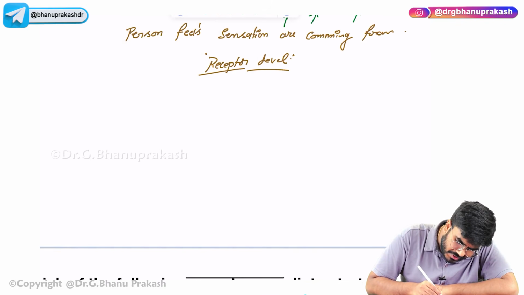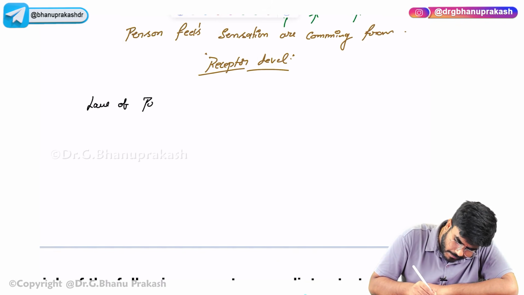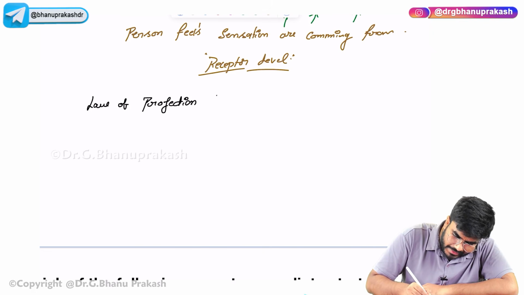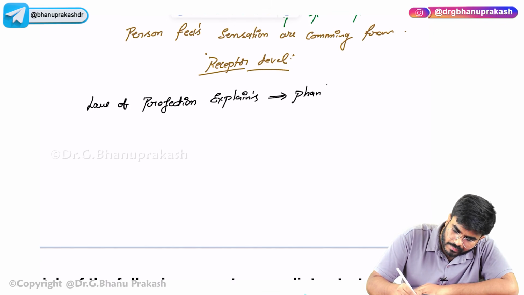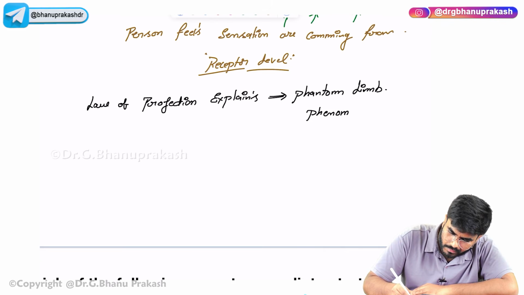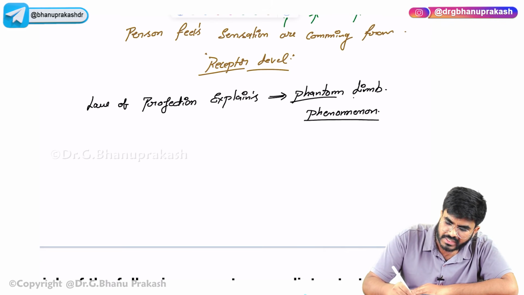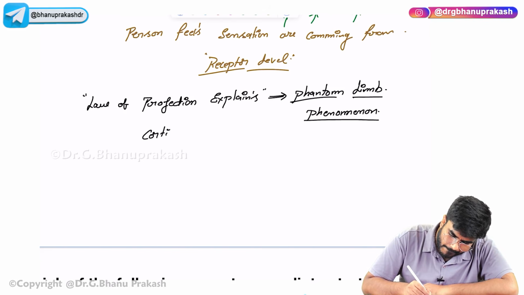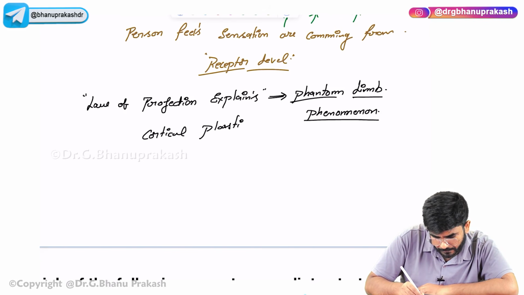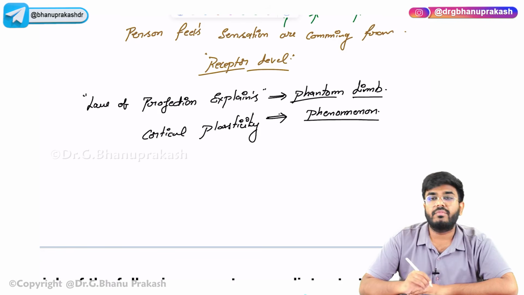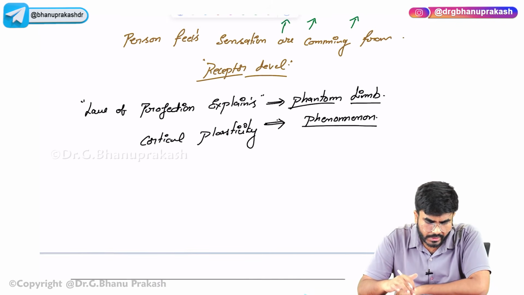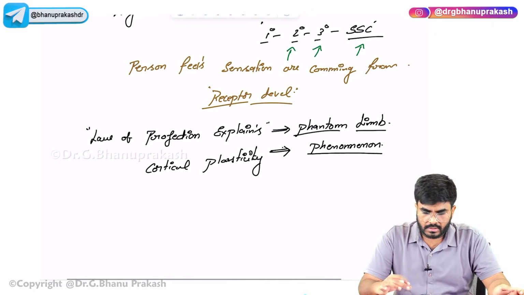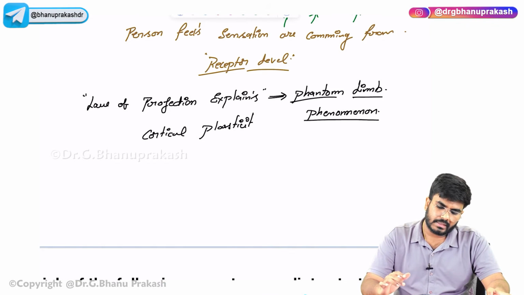The law of projection explains what? The phantom limb phenomenon. So the law of projection explains the phantom limb phenomenon. If you don't find this answer, you can also mark cortical plasticity. So cortical plasticity explains the phantom limb phenomenon. So these are the points which I want you to know. These are the important topics which you should know from your sensory nervous system.